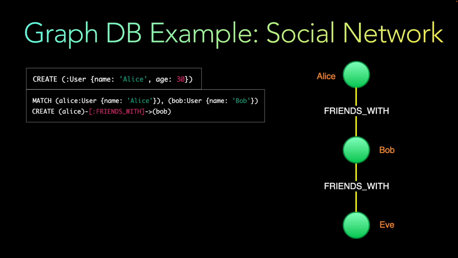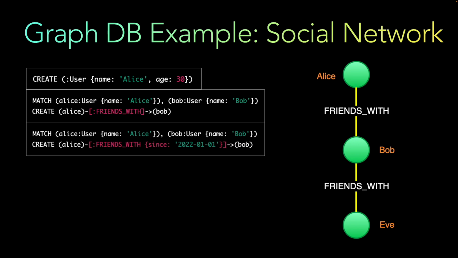We can also put additional properties, like, for example, if you want to put the date when the friendship was established. We can also do that by matching and creating. If you notice, we are matching Alice and Bob and creating a relation FRIENDS with an additional property, since, because they are friends from 1st January 2022. So this is how you build a relationship.